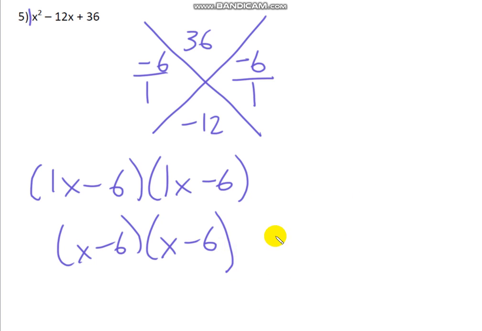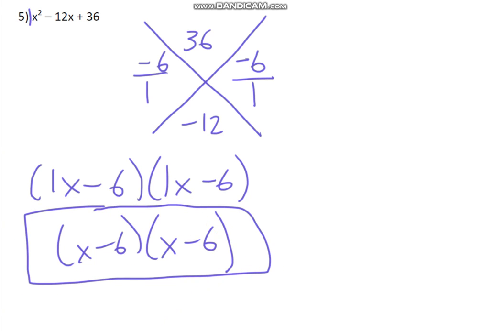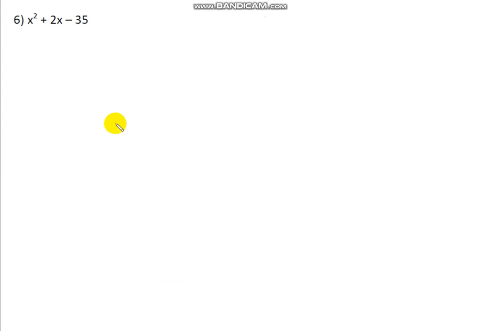You could even simplify this. You could also say that this is x minus 6 squared. Any of these will be an acceptable answer. But this is basically how you would factor that one. You can also prove it using the other method that I showed you earlier as well.